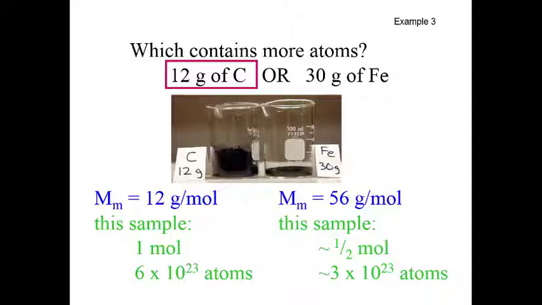You should notice that I didn't need to do the last step, multiplying the moles by Avogadro's number. The carbon sample had more moles of atoms, so it had more atoms. It's like if there were 1 bowl with a dozen eggs in it and another bowl with half a dozen eggs, I don't need to figure out that the first has 12 eggs and the second has 6. I already know the bowl with a dozen has more.